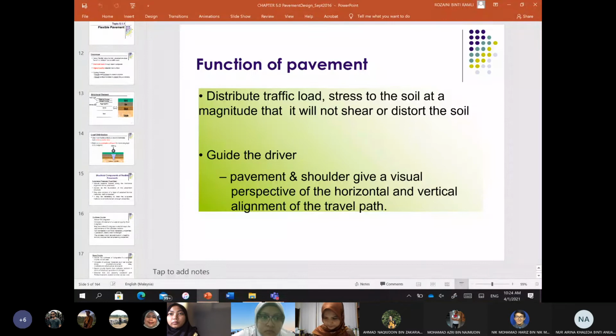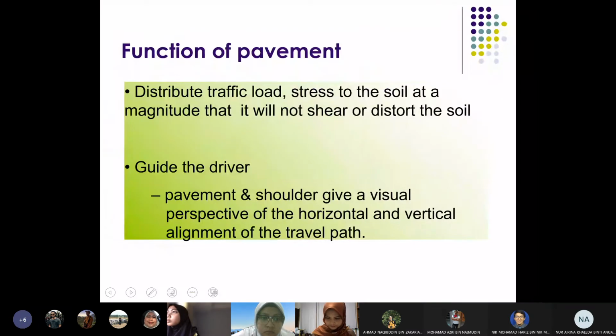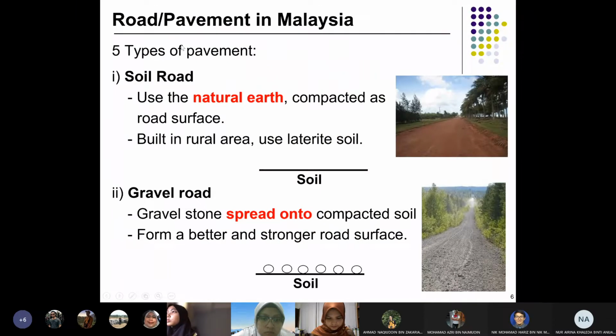Okay, so kita dah tengok what is the function of the pavement. Okay, we go to the next one. Alright, this is types of road or pavement in Malaysia. Yang ini daripada zaman sebelum independent lagi lah, maksudnya pre-independent era. Okay, sampailah post-independent era, jenis-jenis jalan apa yang kita ada dekat Malaysia ataupun all over the world lah.